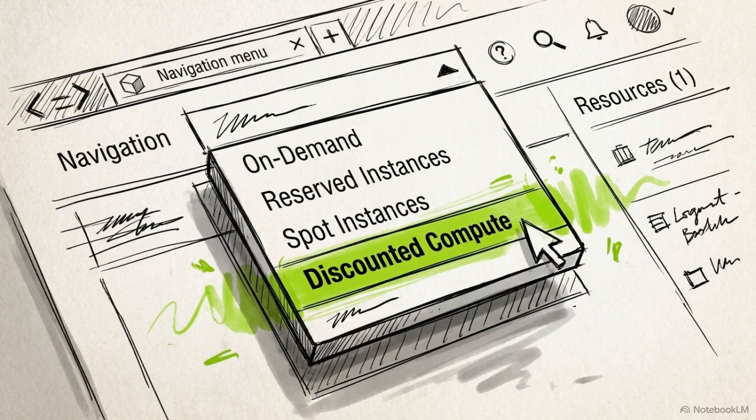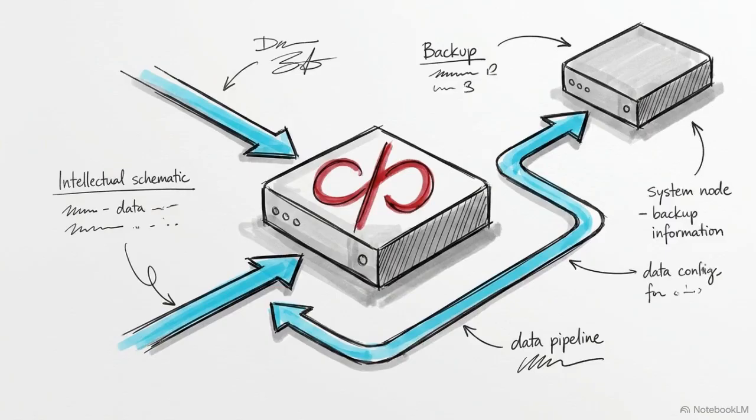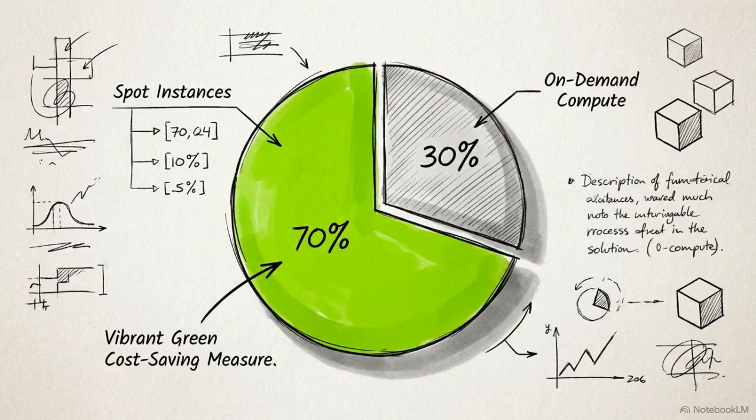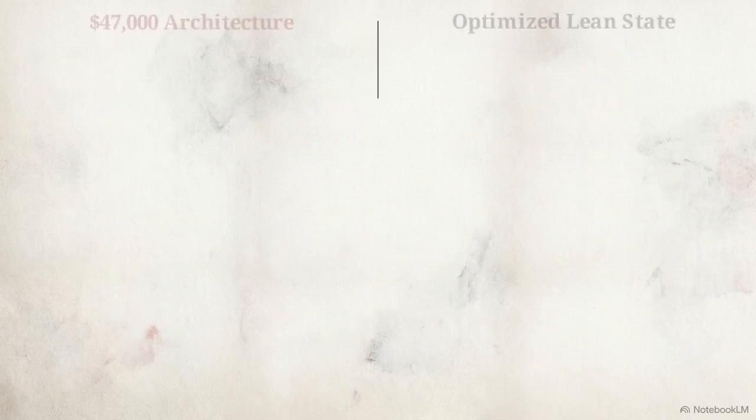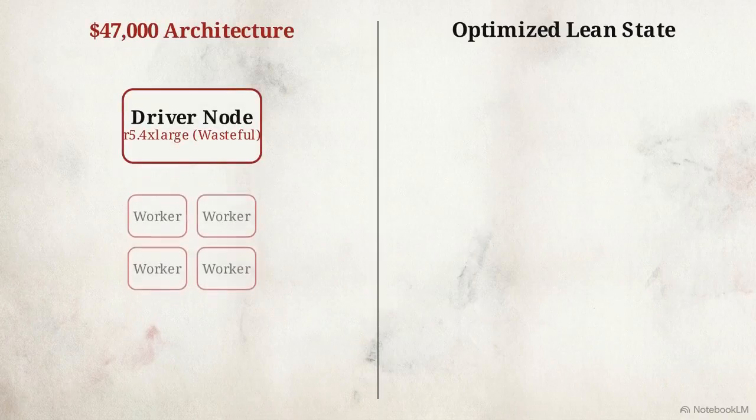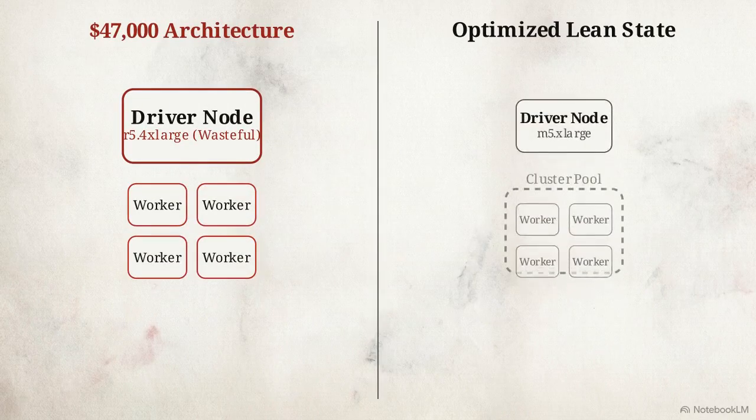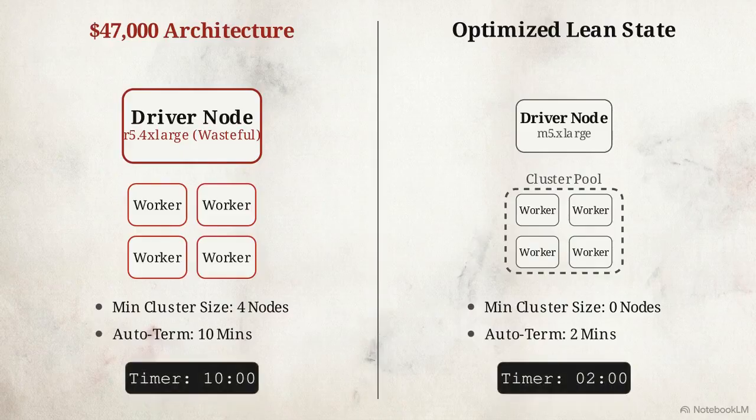Optimizing the execution layer allows organizations to use the most aggressive cost-saving tool available, spot instances. A workload optimized for efficient shuffles and frequent checkpointing can survive node interruptions. This allows 70% of the job to run on deeply discounted preemptible hardware. This is the difference between the $47,000 architecture on the left and the optimized state on the right.